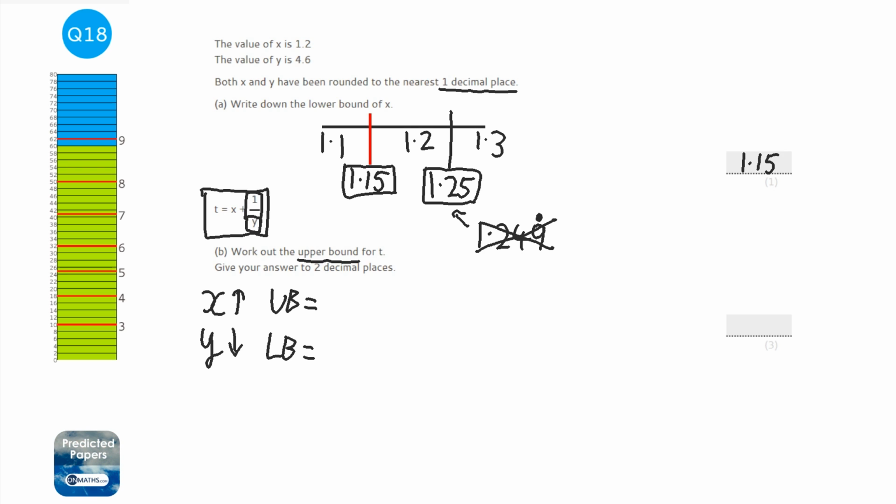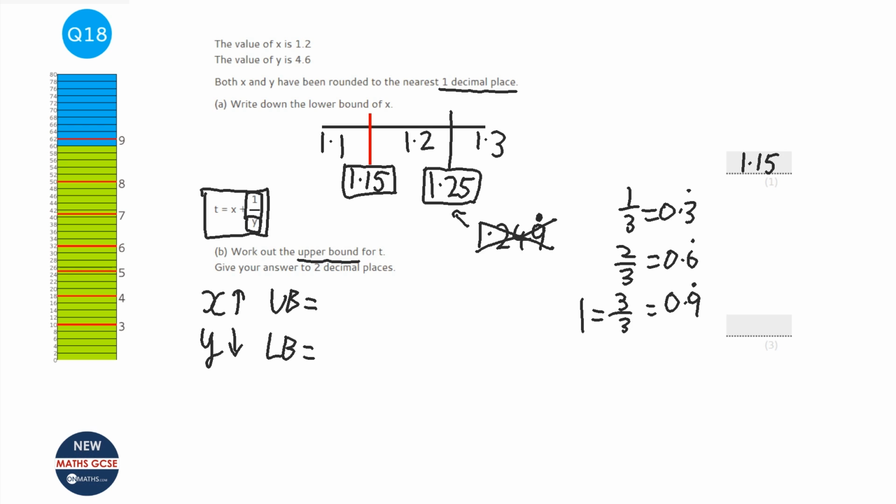Now if you don't believe me, a little bit of a side note, a third is 0.3 recurring, 2/3 is 0.6 recurring. Following the same pattern, 3/3 would be 0.9 recurring. But we know 3/3 is the same as 1. So 0.9 recurring is the same as 1. There is no difference, and that's very difficult to get your head around. Anyway, side note over. So the upper bound of x is 1.25.